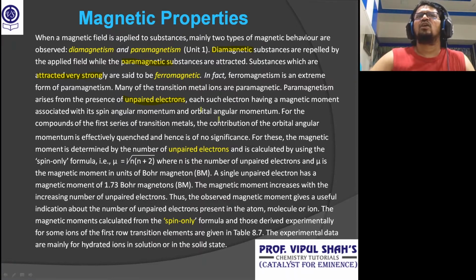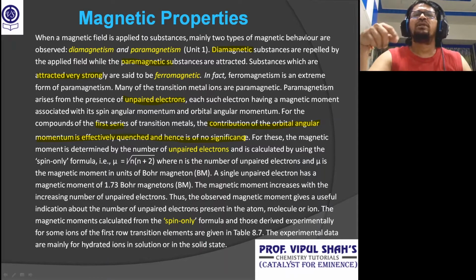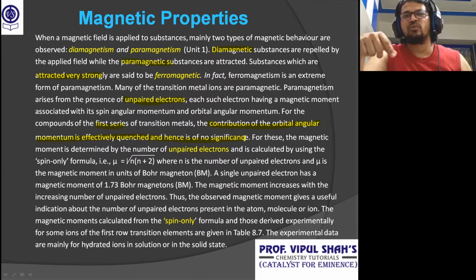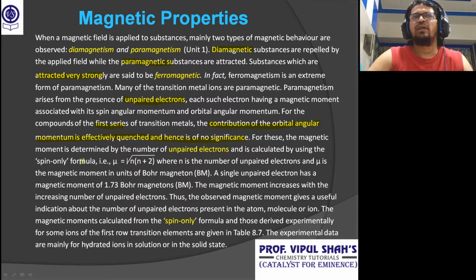Now what it says, for a compound, just see this part on the slide please. For the compounds of the first series, that's the 3d transition series, the contribution of orbital angular momentum is effectively quenched, and hence this is of no significance. Orbital angular momentum was with respect to the magnetic quantum number. So it says that effect is negligible. So we talk only with respect to the spin only formula, and that formula is, please say this formula everybody, mu is equal to root of n into n plus 2. N is the number of unpaired electrons.